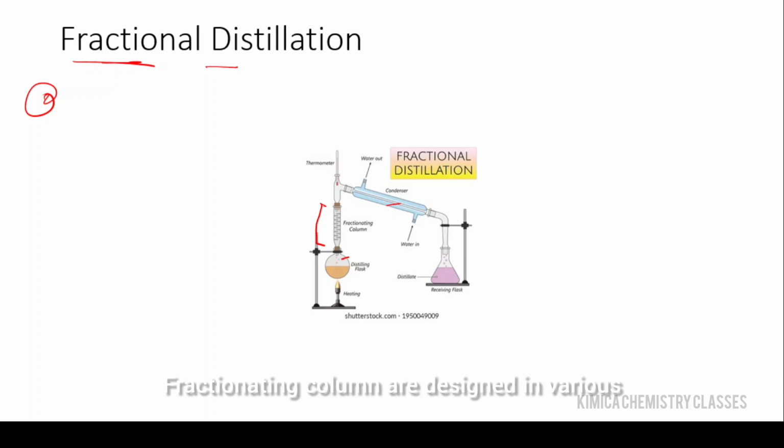Fractionating columns are designed in various forms, such as those packed with glass beads or rings, and those with internal trays or plates. All have a similar aim of maximizing the surface area for efficient heat exchange. A notable industrial application of fractional distillation is the separation of different fractions from crude petroleum, such as gasoline, kerosene and diesel. This is all about fractional distillation.